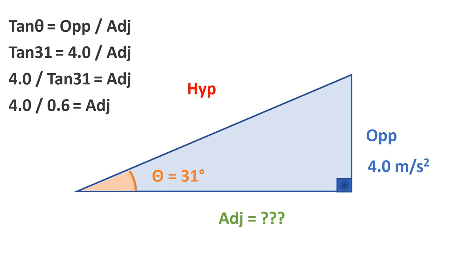We now type in 31 into our calculator and press the tangent function. This will give you 0.6, and if you divide 4 by 0.6, you will get the adjacent, which will be 6.7 meters per second squared. We already knew this, but again, it's just good practice.